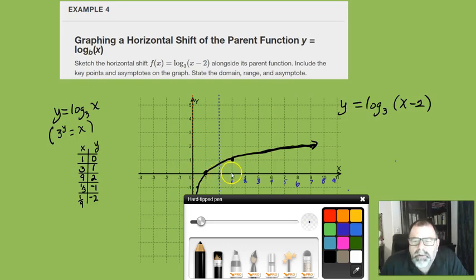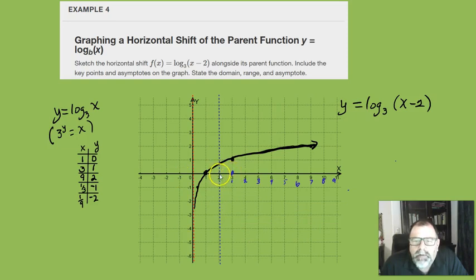So then I'm going to plot counting from the pretend origin, which is right here. So I'm going to do 1, 0. Counting from here, 3, 1. Counting from here, 9, 2. And then 1/3, negative 1, 1/9, negative 2. And then I make my graph like that. Okay, so the black one is the parent function, and this purple one is the one we wanted to do, the shifted one.